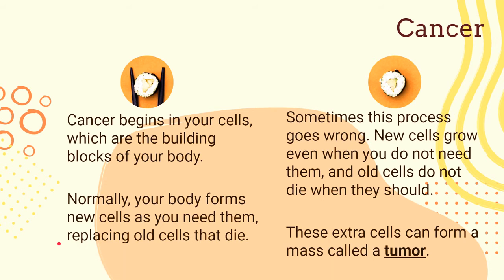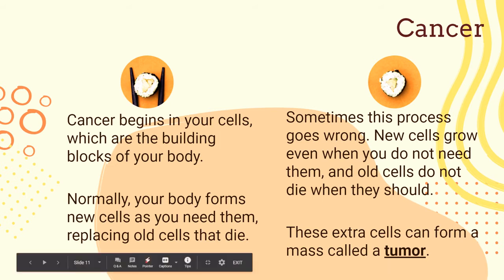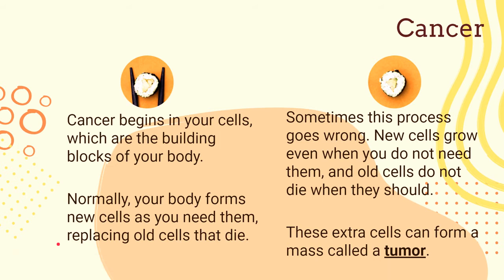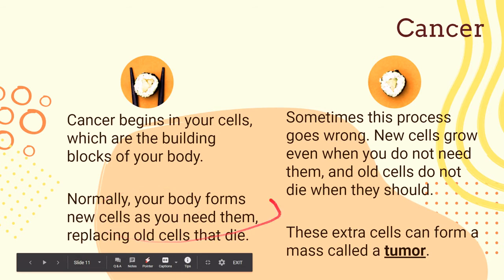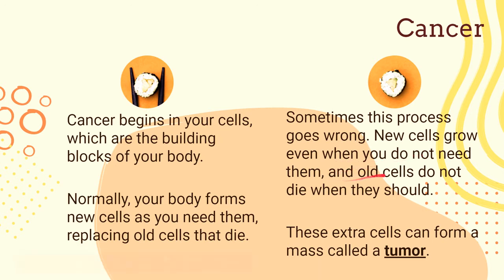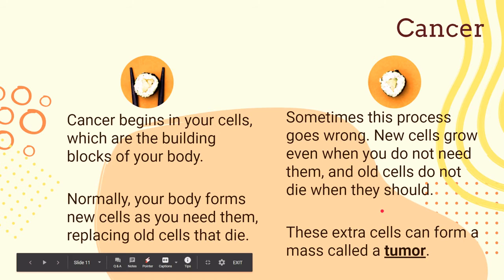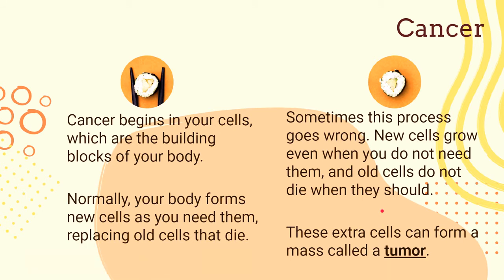Certain cells in your body have lifespans. For example, red blood cells only have a lifespan of 120 days. Some cells of your internal organs can be replaced altogether after 2 months. Some only last several days. So in order to replace themselves after they die, they have to undergo cell division. Sometimes this process of replacing old cells with new cells through cell division could go wrong, and new cells grow even when you do not need them, while old cells do not die when they should. These extra cells can form a mass called a tumor.